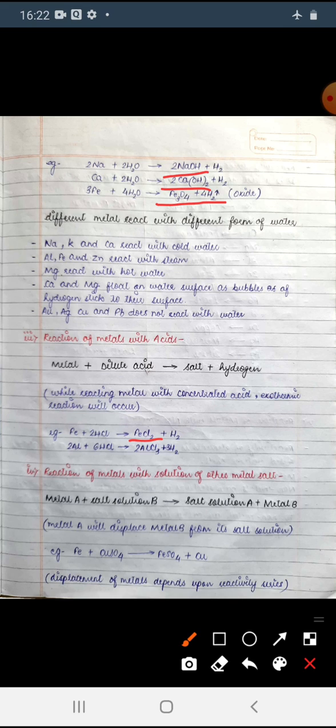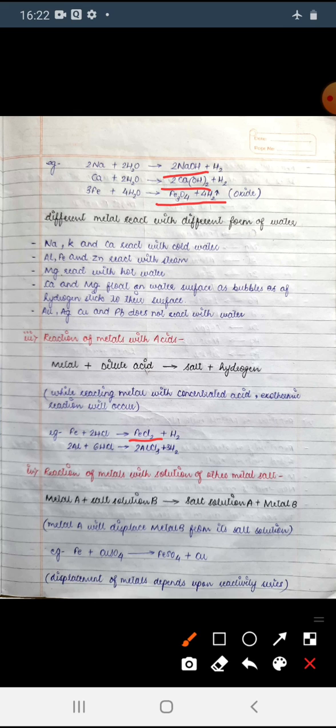So here we are seeing that a displacement of metal is taking place. A displacement reaction is taking place. Here we are reacting one metal, metal A, with the salt solution of another metal. Metal A is displacing metal B from the salt solution, which means metal A is forming a salt solution while metal B is separated out from the salt solution. So here, metal A will displace metal B and form its salt solution.